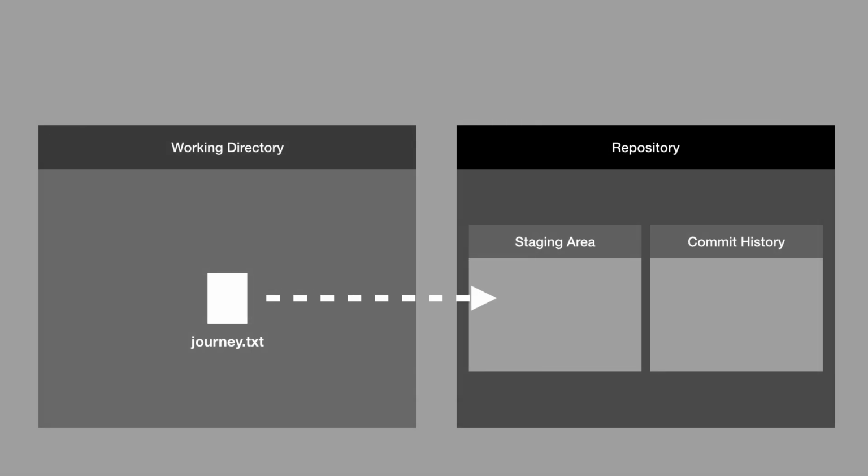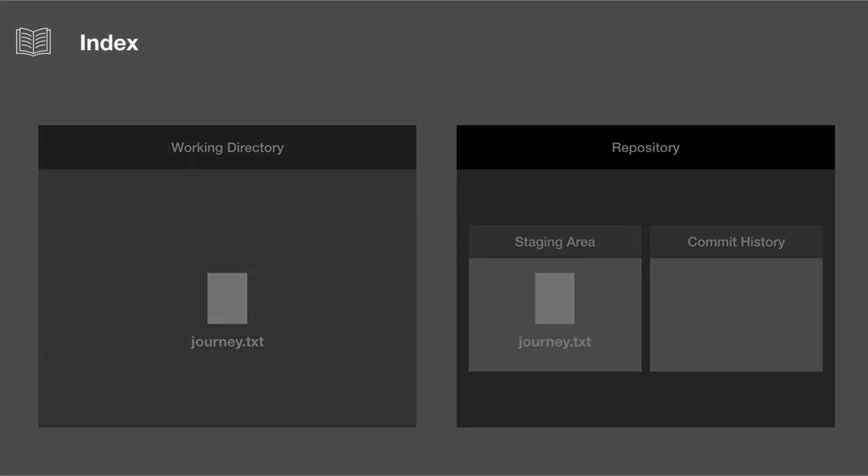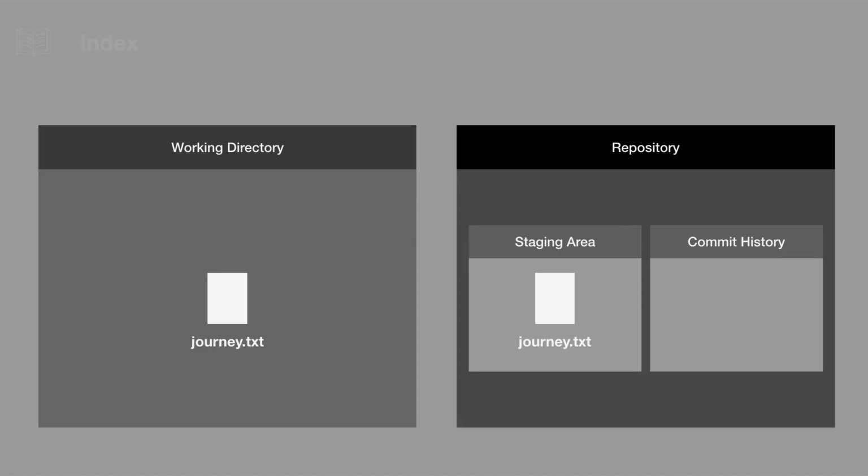So what we just saw now was our file was copied from the working directory into the staging area, and we saw that a new file was created called index. And index represents the staging area. They are the same thing, and those two terms can be used interchangeably.